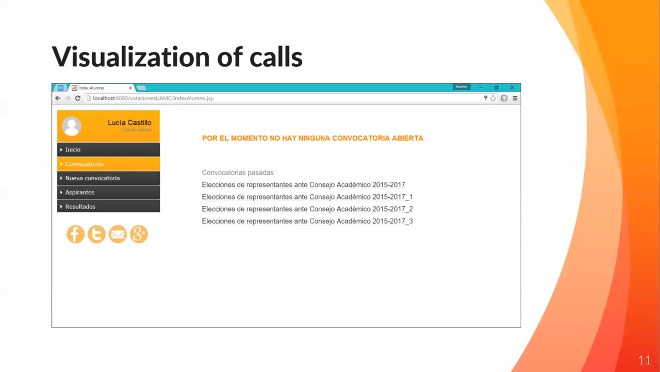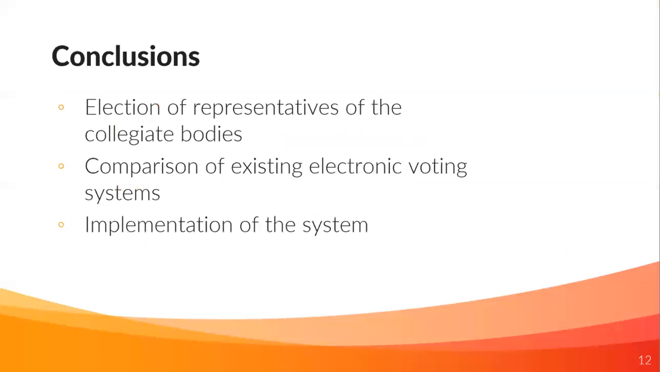A student who wishes to register as an applicant in a call for a student election must provide all the information requested in the system. Registration for applicant, teachers, and administrative staff members is carried out in the system in a very similar way.